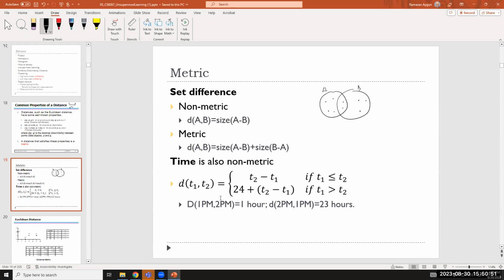Or if you are climbing a mountain, the distance is the same as the distance you are coming down, right? But the time to go up and the time to come back could be different. So these are just examples.